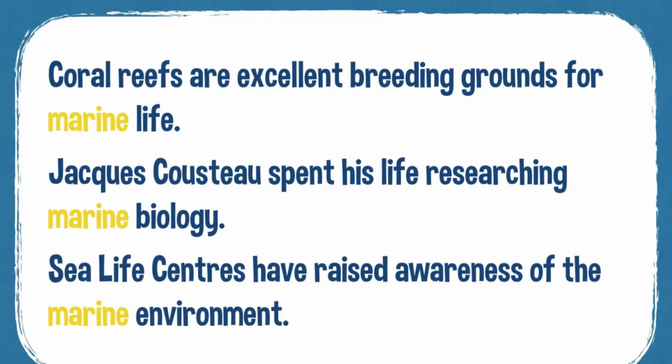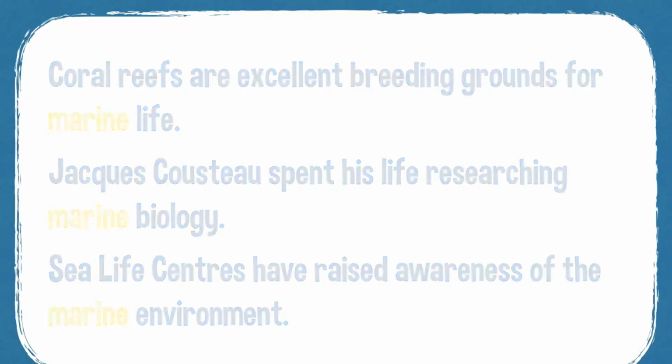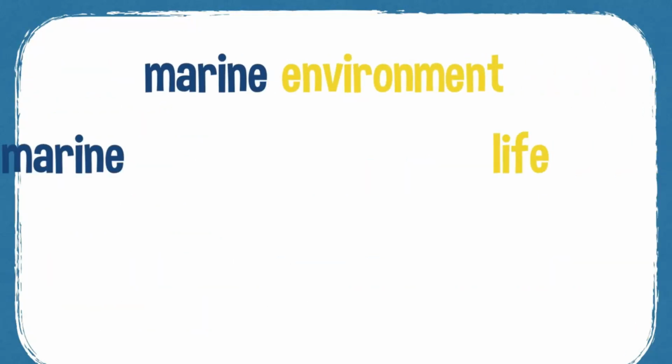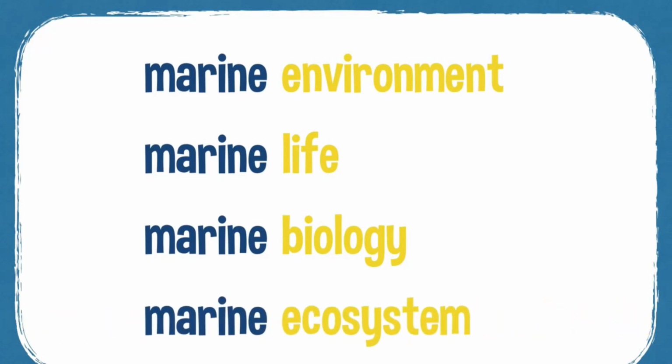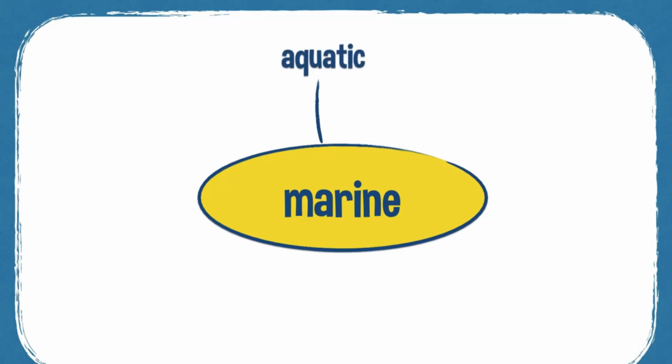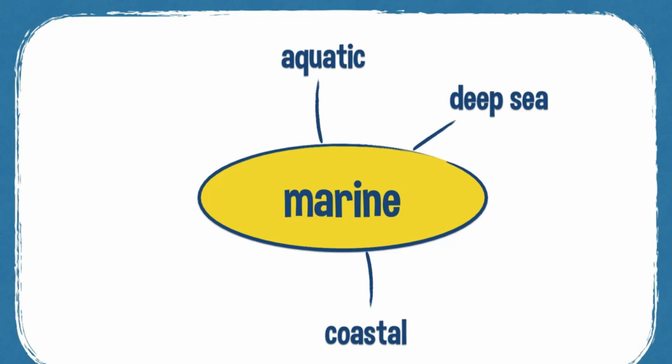Sea life centres have raised awareness of the marine environment. So we talk about marine environment and life, biology, and sometimes a marine ecosystem. So where the animals and plants live. So some synonyms: aquatic, coastal. There's a slight difference in meaning there. Coastal, it's just the marine life near the coast. Deep sea, so that's a long way out to sea.